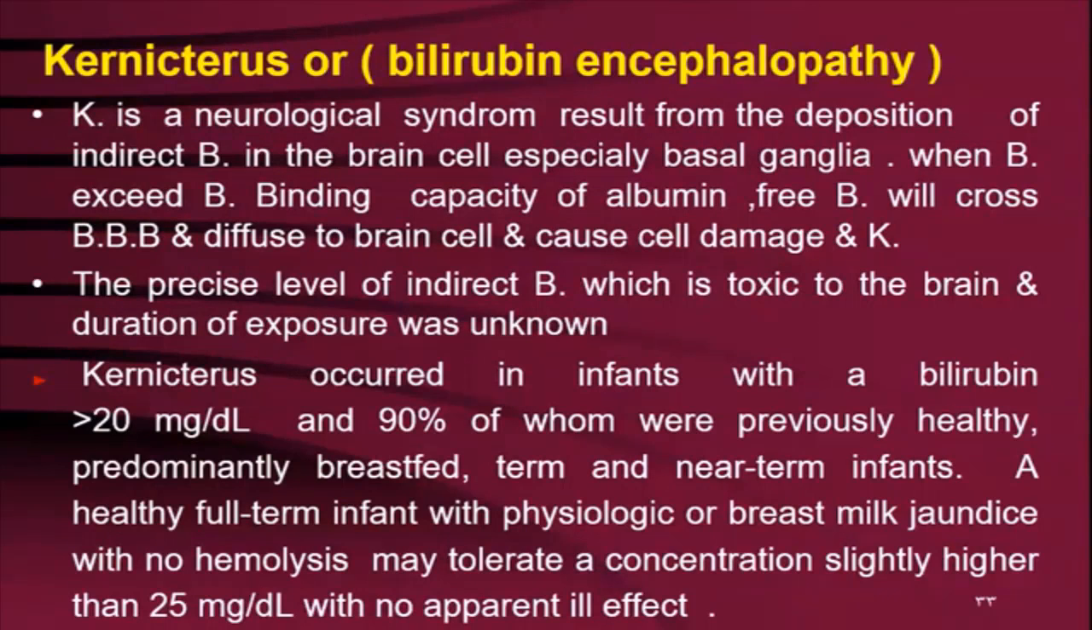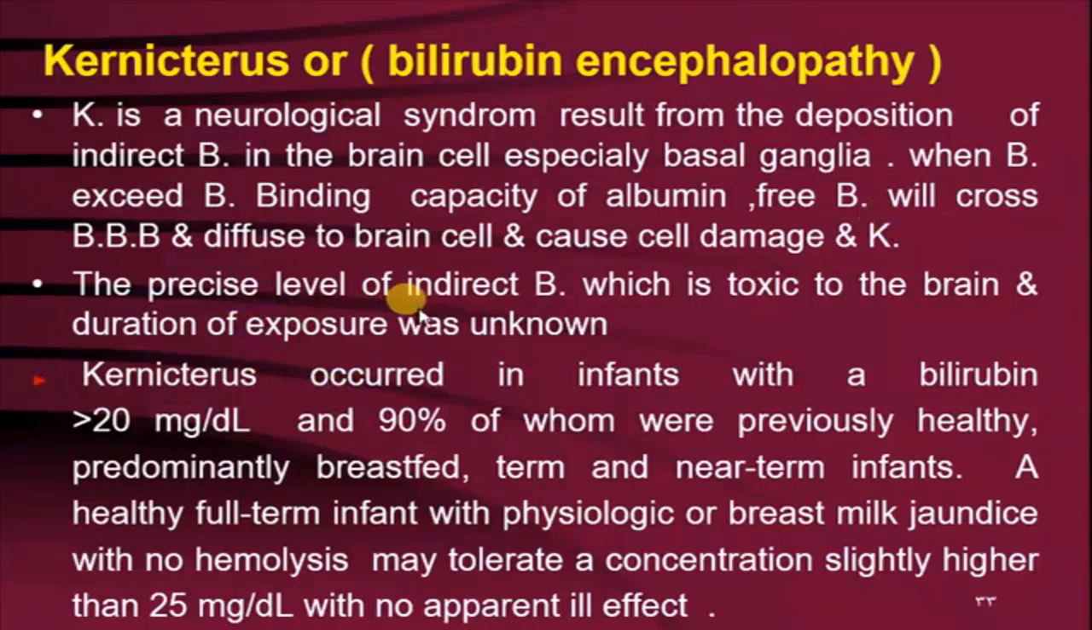Now we talk about kernicterus. Kernicterus is a neurological syndrome resulting from deposition of indirect bilirubin in the brain cells, especially the basal ganglia. When the bilirubin exceeds the bilirubin binding capacity of the albumin, free bilirubin will cross the blood-brain barrier and diffuse to brain cells, causing cell damage and kernicterus, or what is called bilirubin encephalopathy.